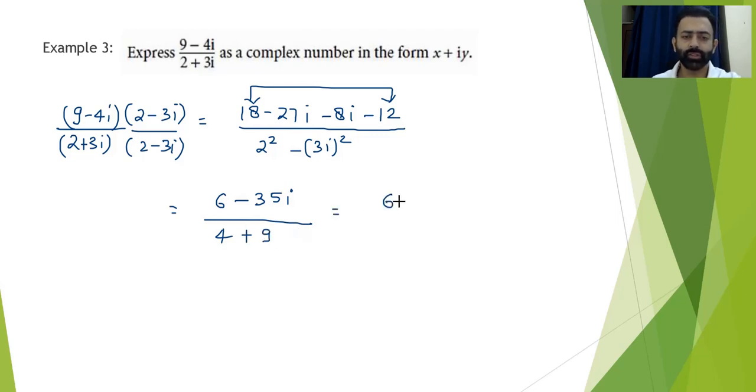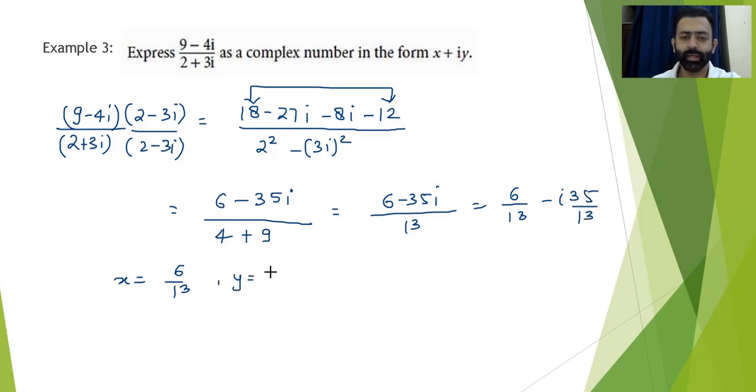Okay, so this is 6 minus 35i over 9 plus 4 is 13. So value of x is 6 by 13. I can split this again as 6 by 13 minus i times 35 by 13. So x is 6 by 13 and y is 35 by 13.